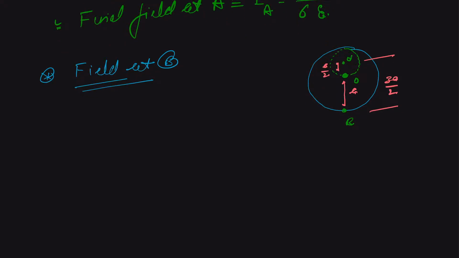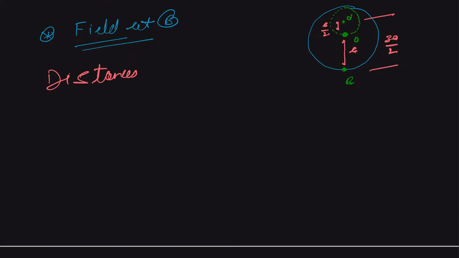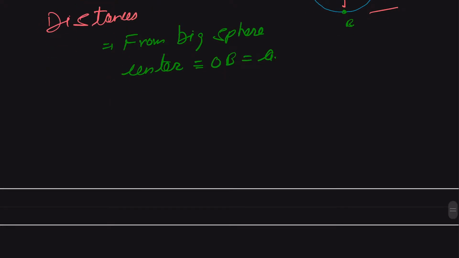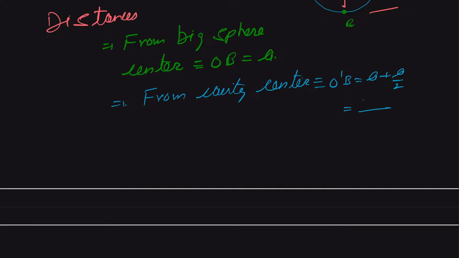So first of all, let's find out our distances. The distance from the big sphere center, which is nothing but OB, is equal to A. And from the cavity center, which will be O prime B, is equal to A plus A by 2, giving us 3A by 2.